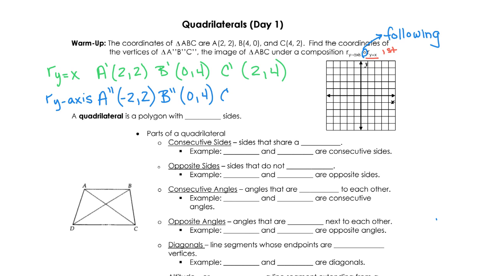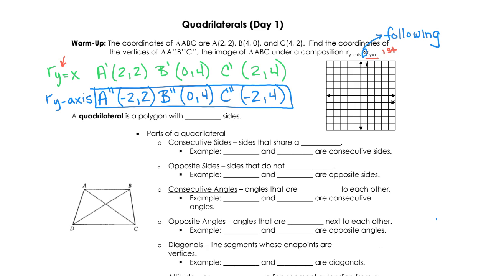4. And then C double prime, if we change the x to reflect in the y, we end up with -2, 4. And there is our final coordinates. And that is our answer. They didn't say that we had to graph it, so we'll leave it as that. So just a little hint.